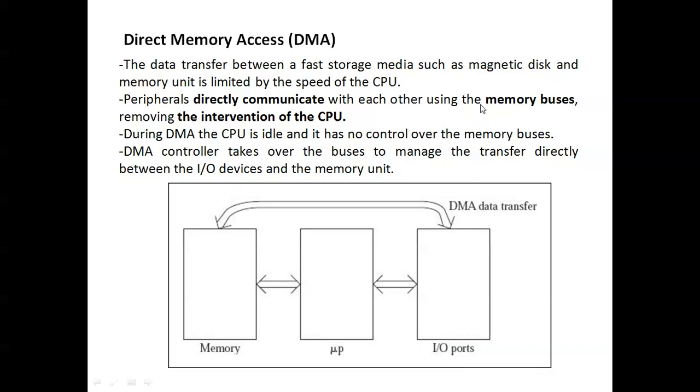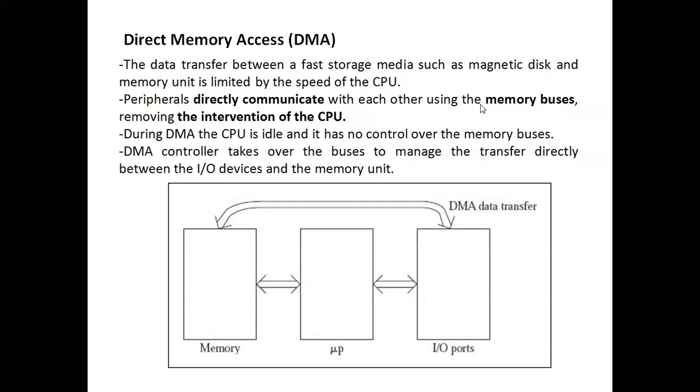So there is a microprocessor. Microprocessor we consider as a CPU, and input output ports. So through the input output ports, peripheral devices directly access the memory without interrupt of the CPU. So totally the data transfer is handled by the DMA controller.